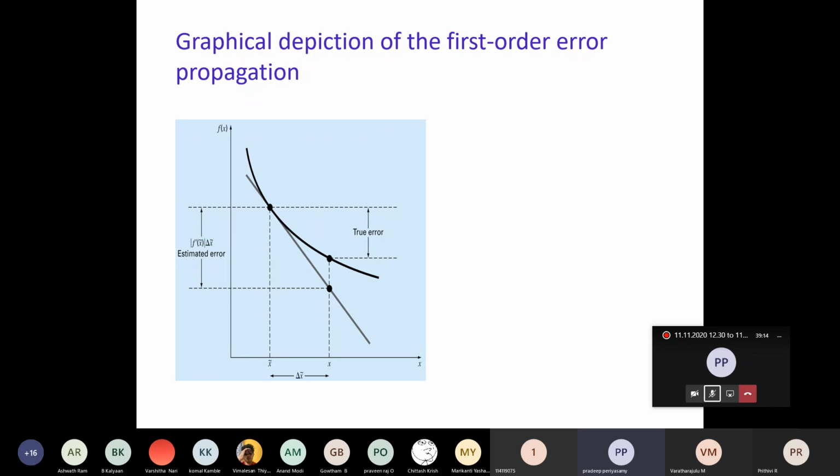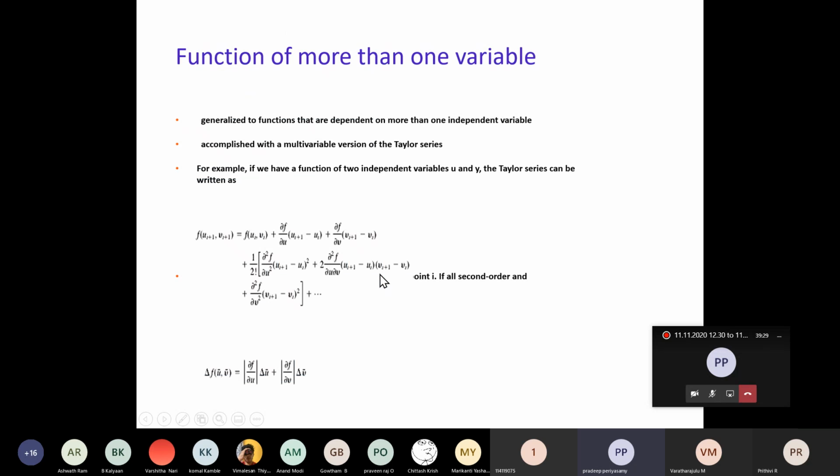So the estimated error, f dash of x dash into del x dash, is the estimated error which we calculated in the previous problem. So next slide please.